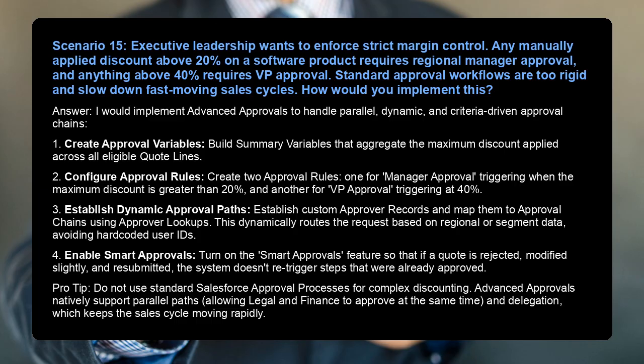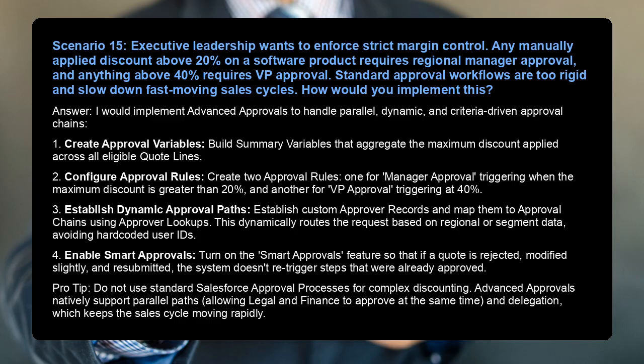Answer: I would implement advanced approvals to handle parallel, dynamic, and criteria-driven approval chains. 1. Create approval variables. Build summary variables that aggregate the maximum discount applied across all eligible quote lines. 2. Configure approval rules. Create 2 approval rules. One for manager approval triggering when the maximum discount is greater than 20% and another for VP approval triggering at 40%.